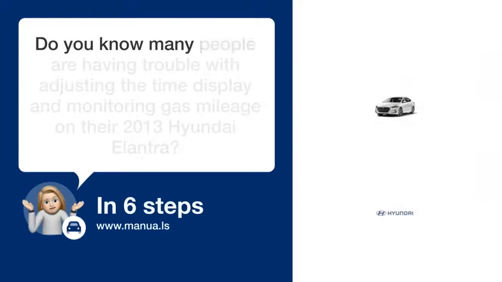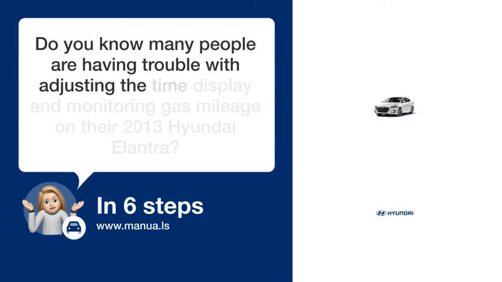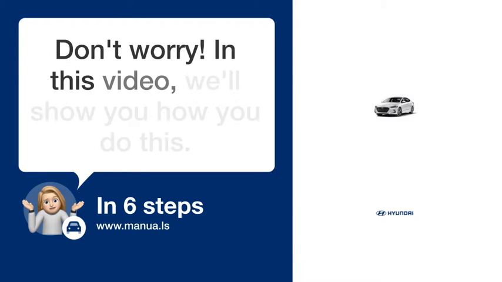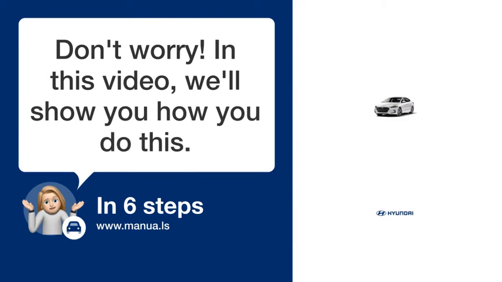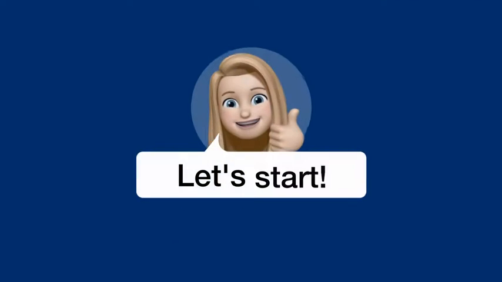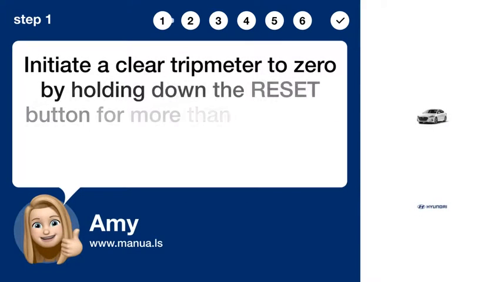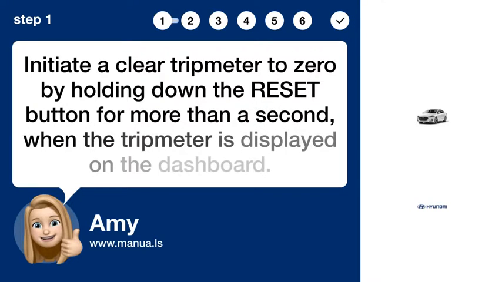Do you know many people are having trouble with adjusting the time display and monitoring gas mileage on their 2013 Hyundai Elantra? Don't worry. In this video, we'll show you how you do this. Let's start. Step 1. Initiate clear trip meter. Initiate a clear trip meter to 0 by holding down the reset button for more than a second when the trip meter is displayed on the dashboard.